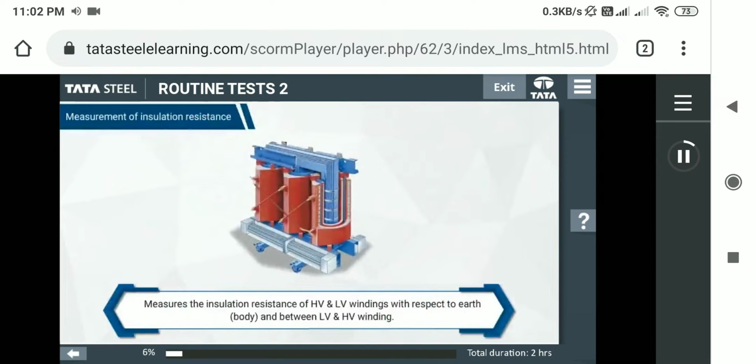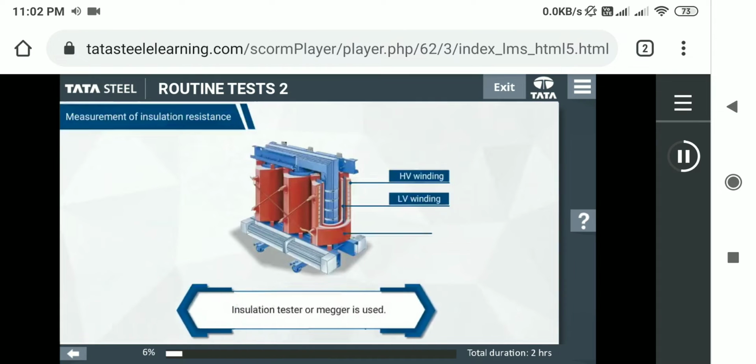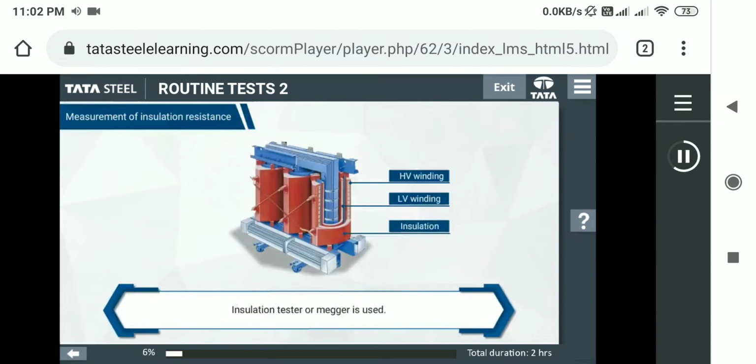Measures the insulation resistance of HV and LV windings with respect to earth, body and between LV and HV winding. Insulation tester or megger is used. Recommended values are 2000 megaohms for HV and 500 megaohms for LV.